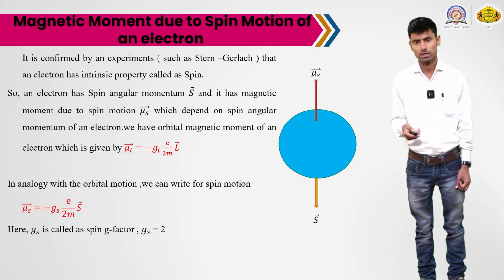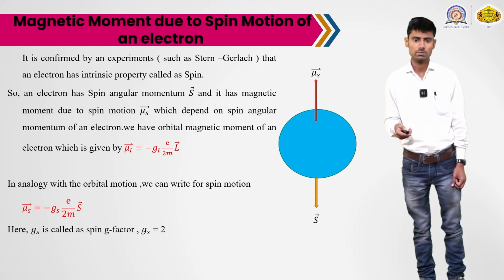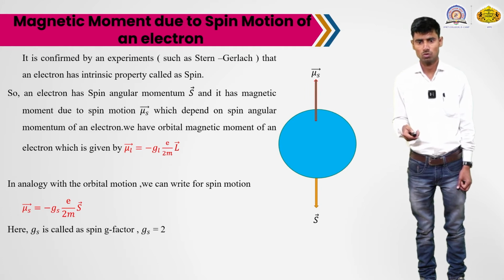So we have here the orbital magnetic dipole moment given by μL vector equals minus GL e upon 2m into L vector. Similar to that, we have here μS vector, which is the magnetic dipole moment due to the spin motion of an electron, is μS vector equals minus GS into e upon 2m into S vector. Here S vector is the spin angular momentum and μS vector is the magnetic dipole moment due to the spin, and you can observe that they are opposite to each other as shown in the figure. The negative sign indicates that.